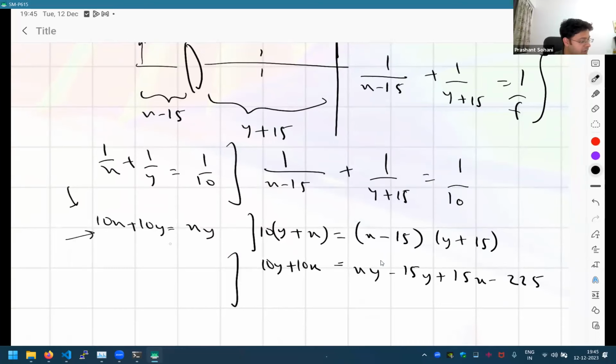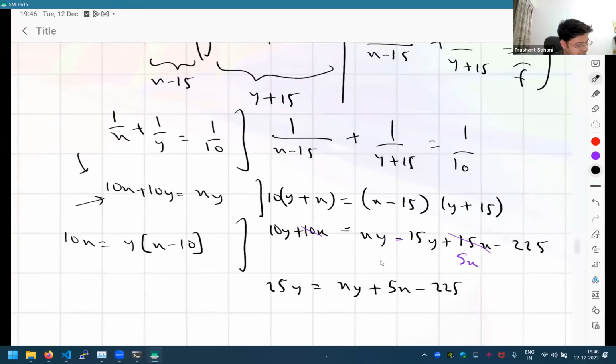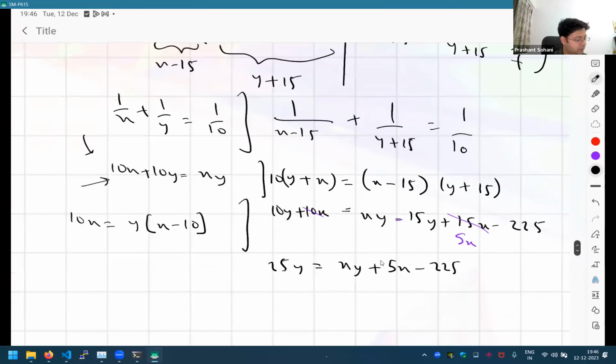So if I just rearrange this equation, I can write it keeping y to one side. I can write it as 10x is equal to y times x minus 10. And this equation, if I simplify, I can see that 15 and this 5 will cancel and 5x will remain. And this minus 15 will go to the other side and become 25. So this equation is 25y is equal to xy plus 5x minus 225. Right? Again, here I'll keep y to one side.